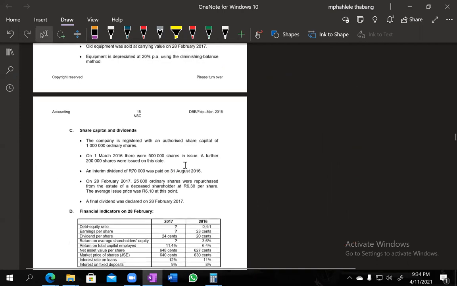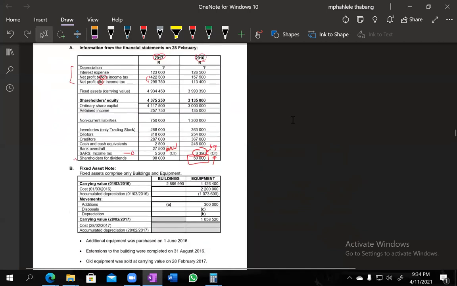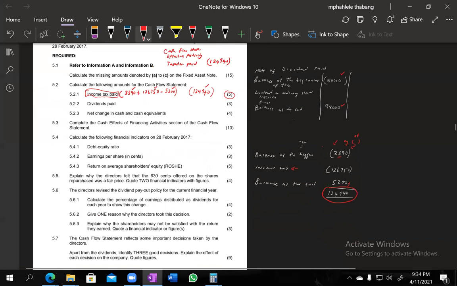Let's read. Here they are saying share capital and dividend. We expect something to do with dividend here. The interim dividend of 70,000 was paid. So we have interim dividend, okay? We just put it. Interim dividend, it's 70,000.